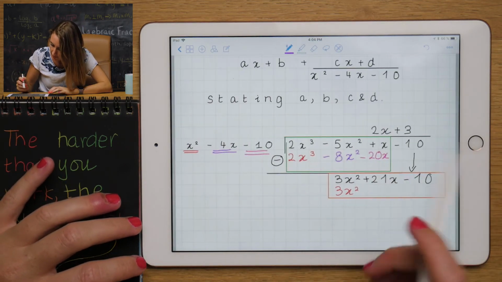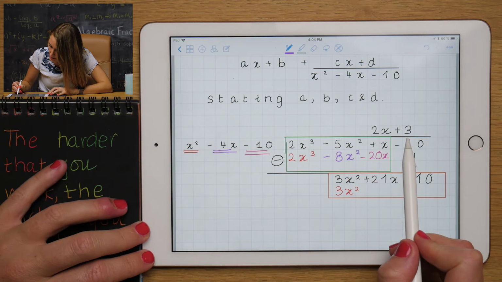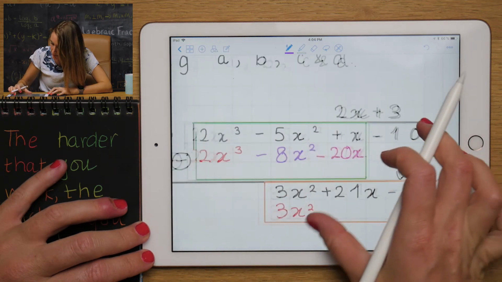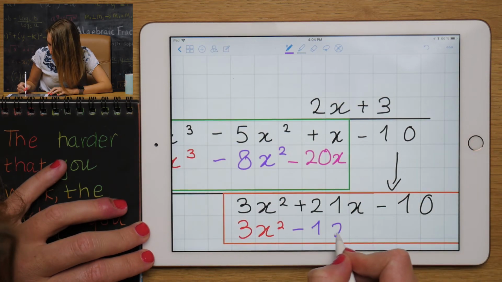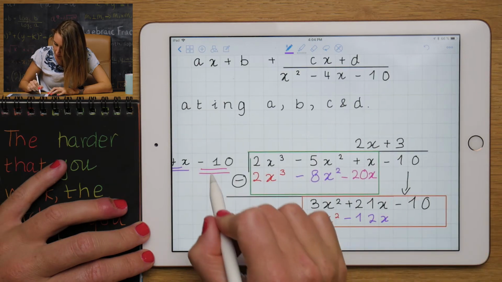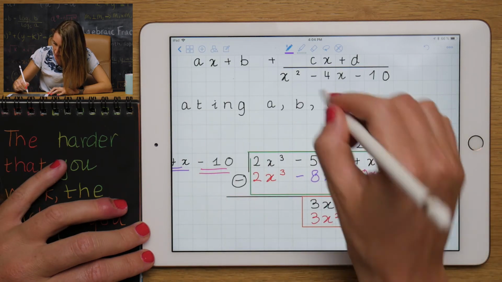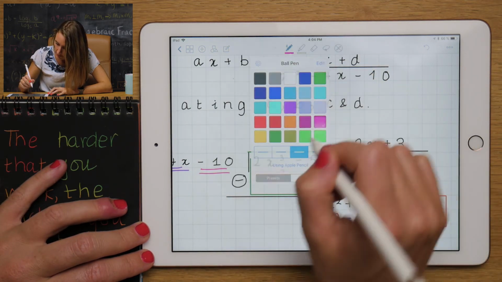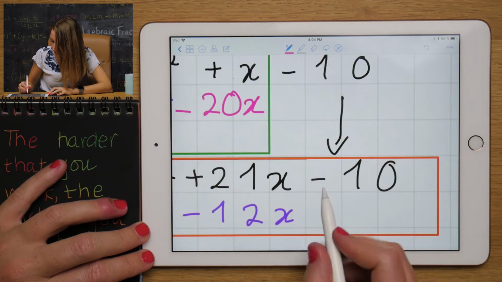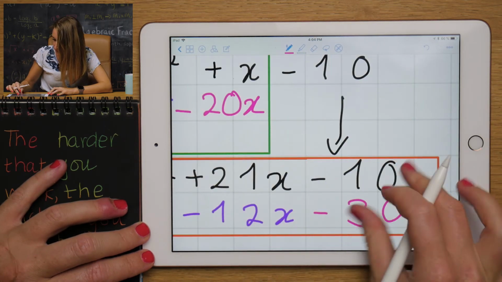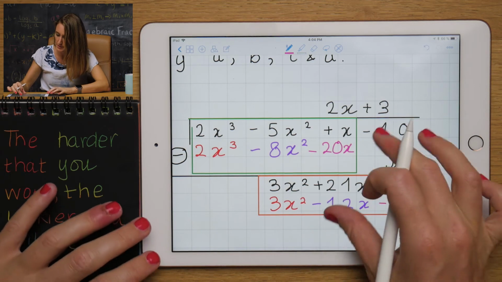Now, to get the next one, I will do minus 4x times 3. That will be minus 12x. And I will do minus 10 times plus 3, which will be minus 30. So that's another box completed.